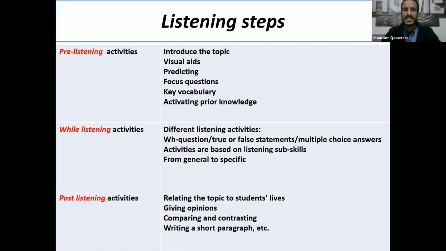All right. Yes. So activating prior knowledge is when you tell them, do you like traveling? Have you ever been, or did you travel before? Was it bad or good? Or was it nice, etc.? This is a kind of activating prior knowledge. Or what do you like about traveling, etc. Okay.